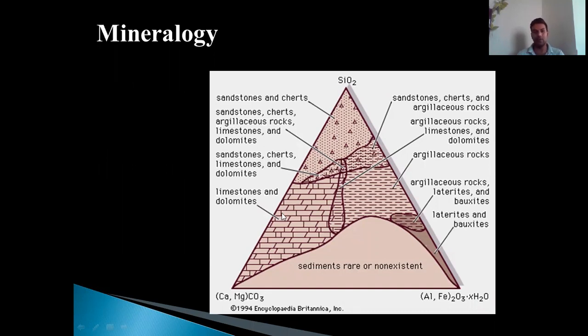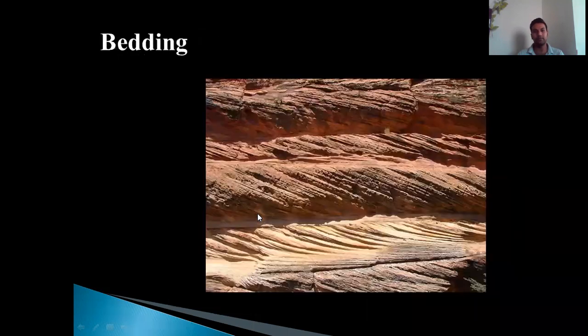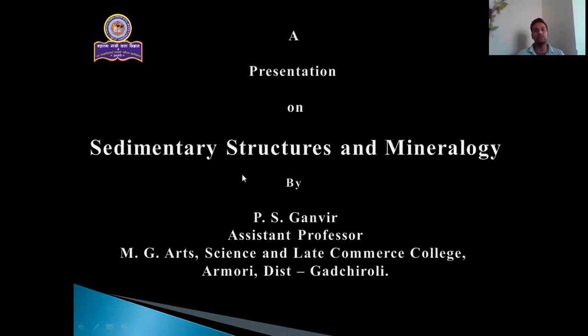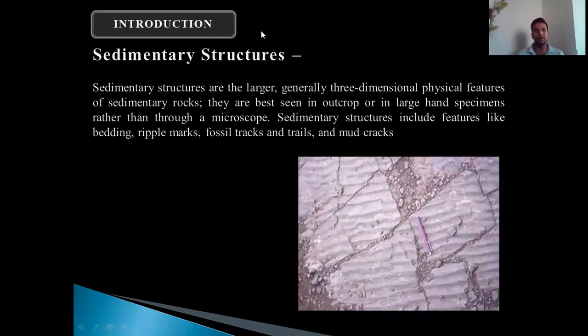So I'll just revise it in a minute. This session was about the sedimentary structures and the mineralogy of the sedimentary rock, where we have seen that sedimentary structures are the large three-dimensional physical features of the sedimentary rock, which are easily seen in the outcrops or the hand specimen. The best examples are bedding, ripple marks, fossil tracks, trails, and mud cracks.